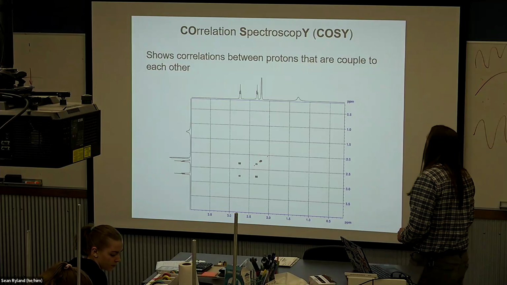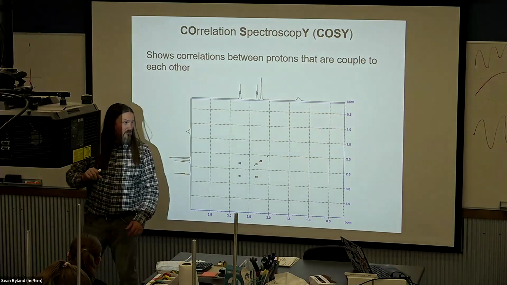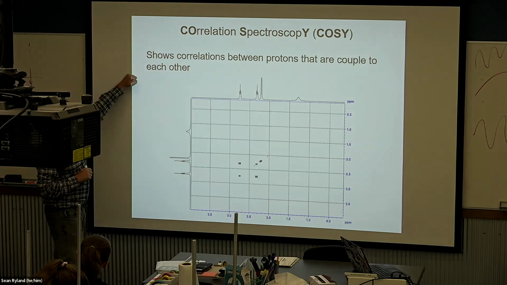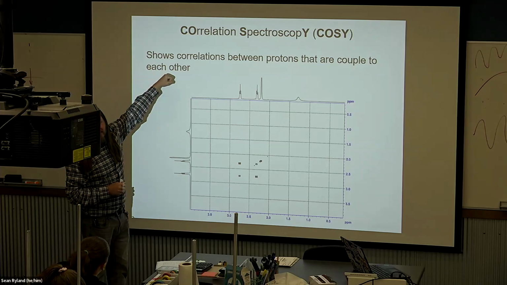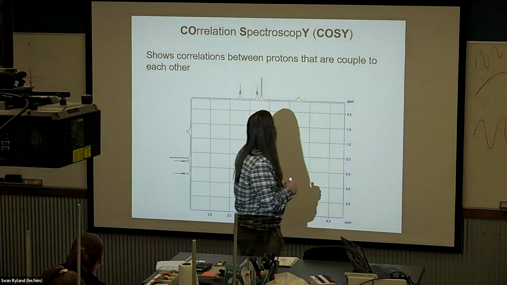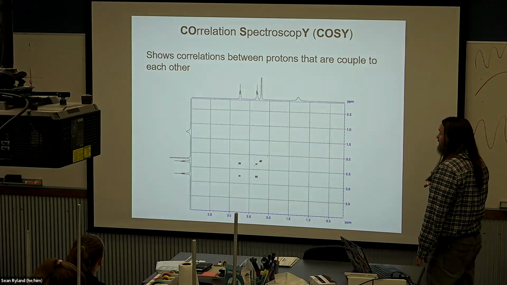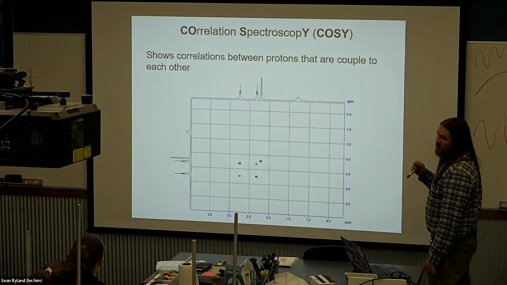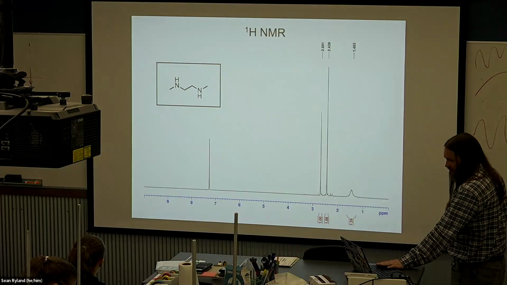All right, so again, the most basic version of a two-dimensional NMR is called COSY, correlation spectroscopy. To get a little bit lazy with the acronyms to make it so that you can say it as a word. And all it's really going to show us is what protons are close to each other. So let's look at an example.